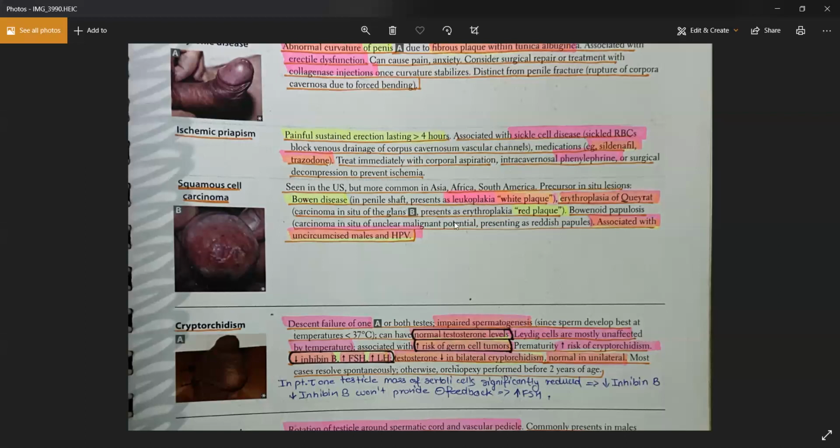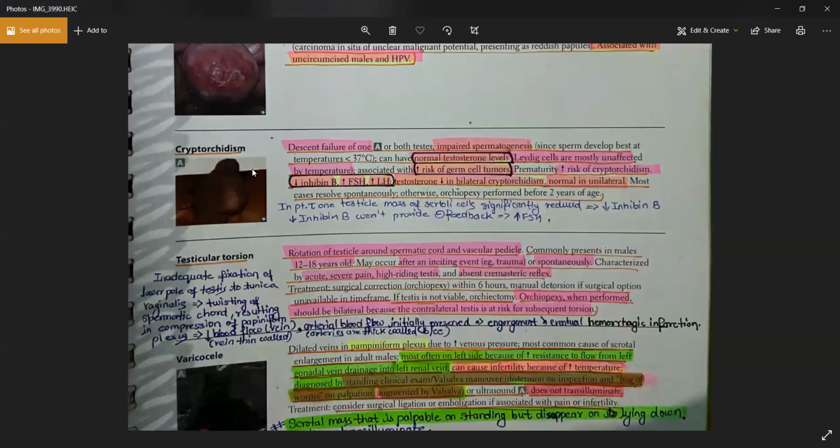Apart from this white plaque, patients can also have reddish plaques. So both the white plaque as well as red plaques can be seen. So that's about squamous cell carcinoma. Once the patient has these white plaques or red plaques, then they start having ulcers or hemorrhage or necrosis, and you will call it squamous cell carcinoma. Most of the cases are seen with the human papilloma virus. Any doubt? No, thank you.